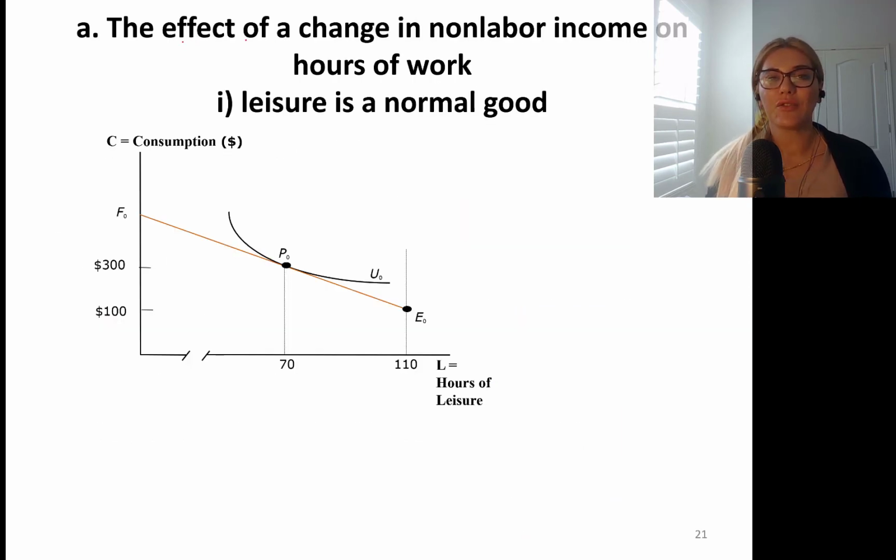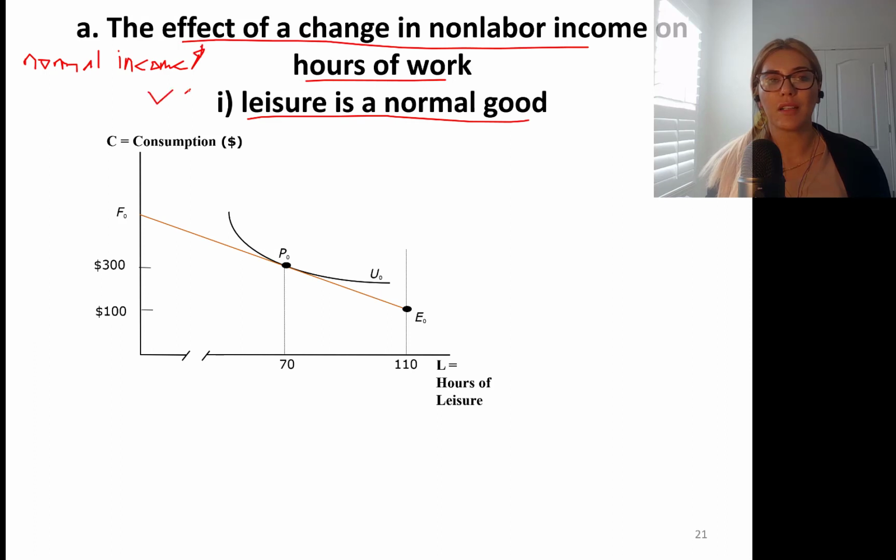Okay, so let's study the effect of change in non-labor income on hours of work. We are going to assume leisure is a normal good. What is a normal good? We are now going to talk about normal and inferior goods. A normal good is a good where, when income increases, income goes up, let's say your non-labor income goes up, right, you consume more of it. You consume more leisure. Okay? So normal goods are, for instance, movie theater tickets, tennis shoes, clothing. My income goes up, I'm going to consume more.